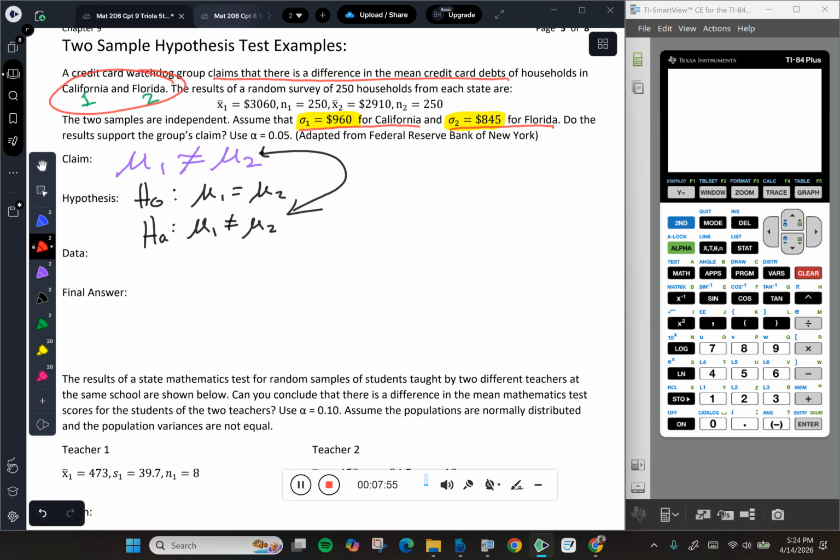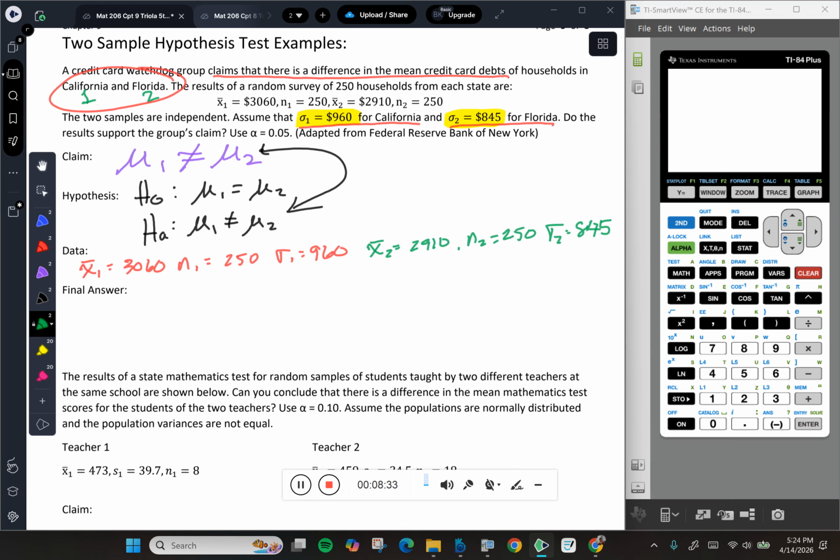Now let's take a look at the data. I've got a lot of data here. I've got that X bar 1 is 3060. I've got that N1 is 250. And I've got that sigma 1 is 960. I also have that X bar 2, the sample mean from group 2, is 2910. I've got that N sub 2 is 250. And I've got that the population standard deviation is 845 for group 2. I'm going to write that nicer. Okay.